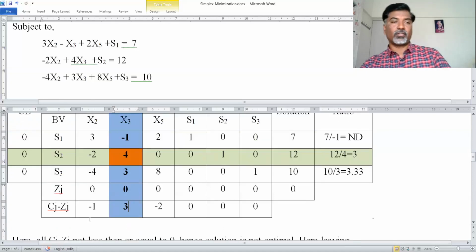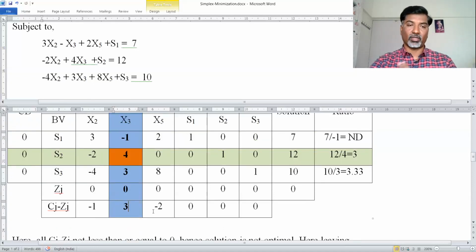Now what is the next procedure? We have identified whether optimality is reached or not, and we come to know that optimality is not reached. So what do we have to check? From the Cj minus Zj row, we have to find the column which has the maximum positive value. In this case, my biggest number is 3. So this column is treated as the key column. The column which contains the maximum Cj minus Zj value is called the key column.